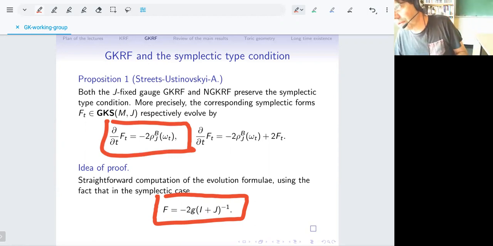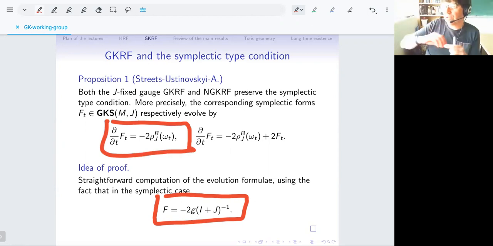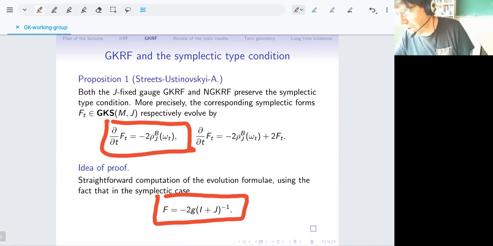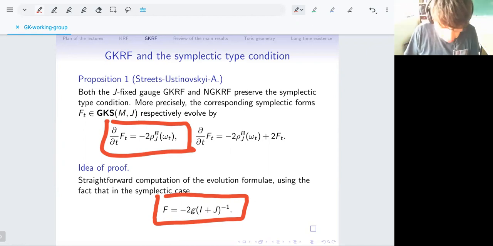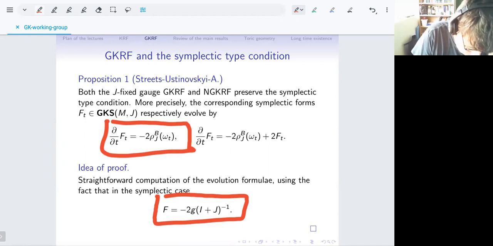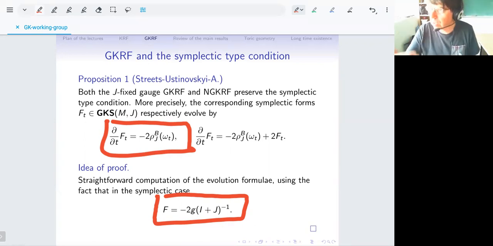So the idea is that if the flow exists until time capital T, you could define ft by this formula, by just integration, and you will get a proof that it's of symplectic type. So this is important, and it will be used in the sequel.